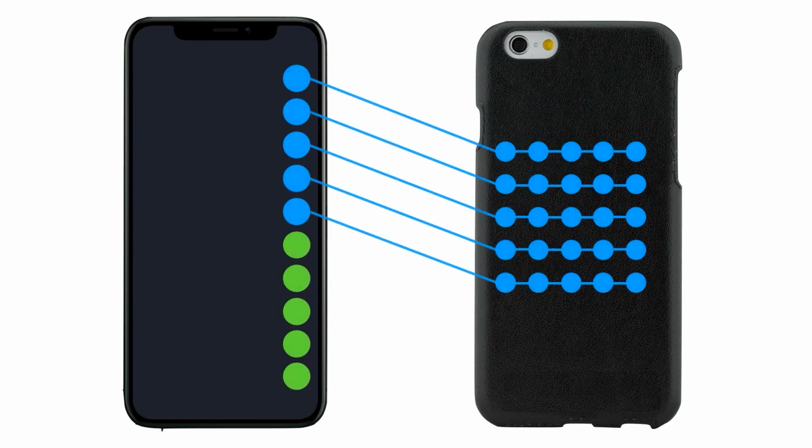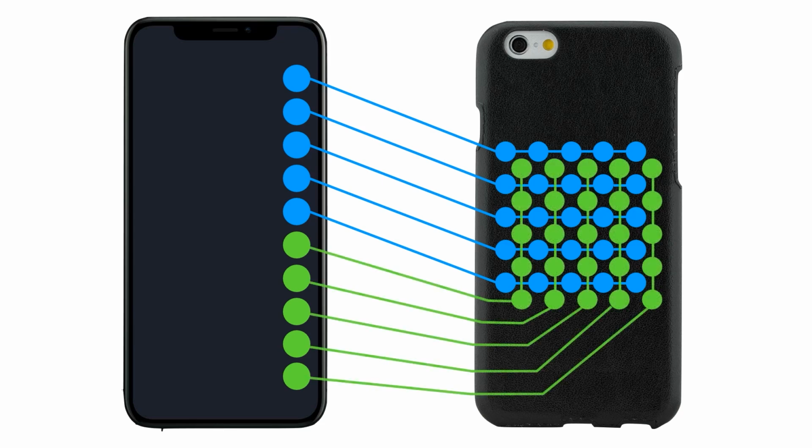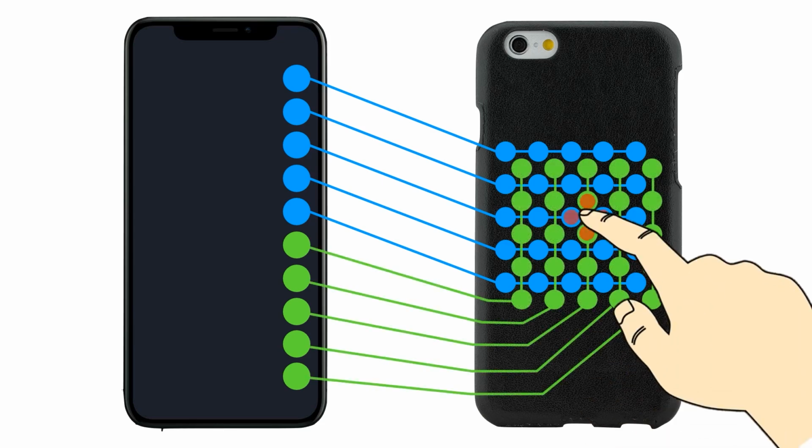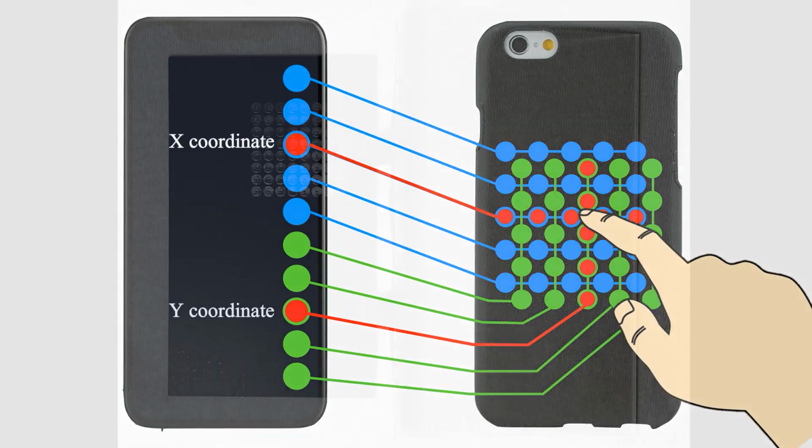Instead, we propose BackTrack, which enables fine-grained 2D finger tracking on the back of the device. We use two groups of electrodes on the back. Each group is connected to a separate 1D array of electrodes on the front. When a finger touches the electrodes on the back, it simultaneously activates two electrodes on the front screen, each in a separate group. The two electrode activations encode the X and Y coordinates of the touch position.